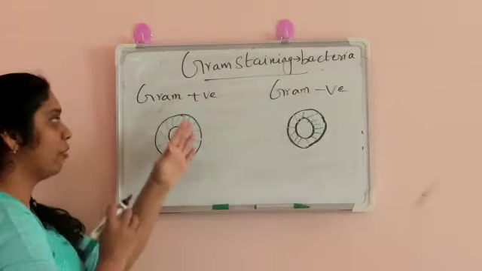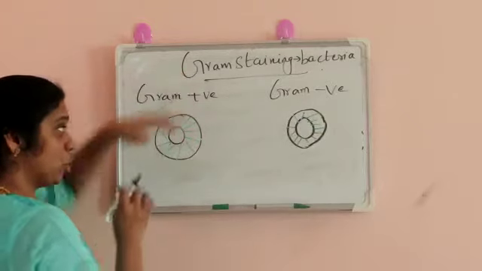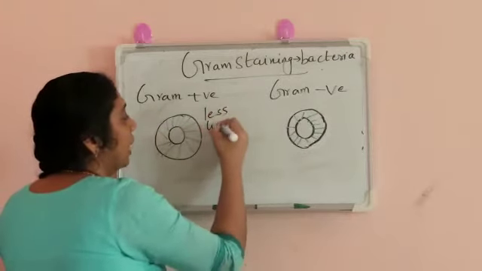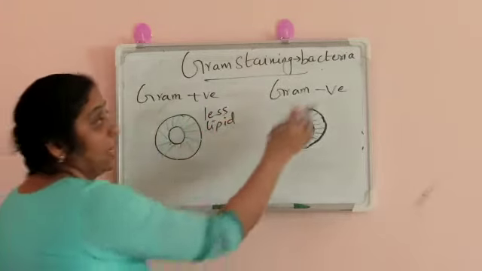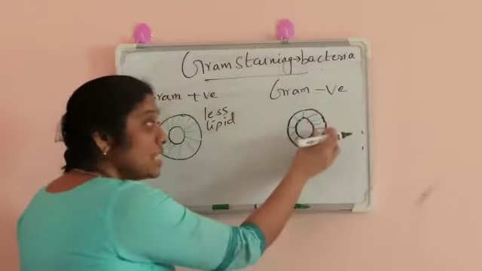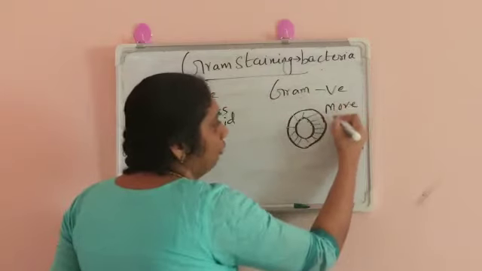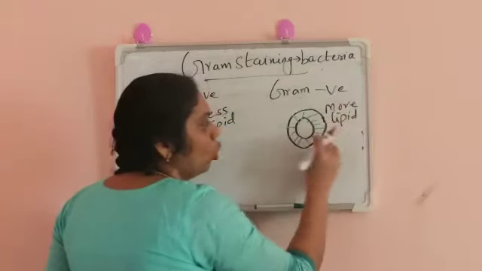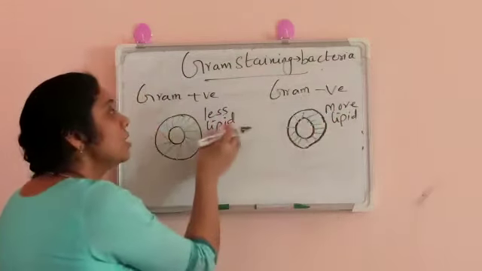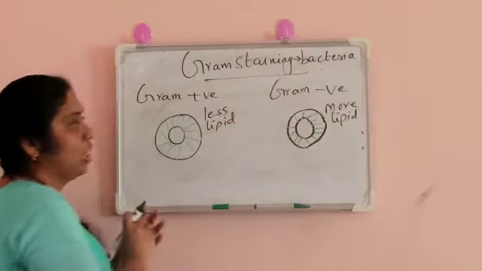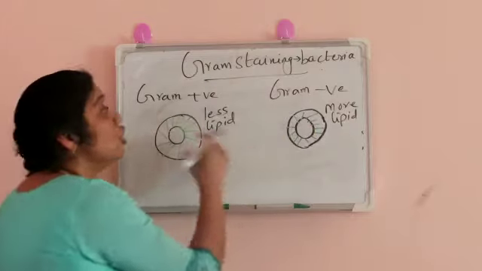So gram positive bacteria have more peptidoglycan but less lipid content. But gram negative bacteria have less peptidoglycan but more lipid content. That is the major difference between these two. Now, how can we differentiate? By staining we can differentiate between them.